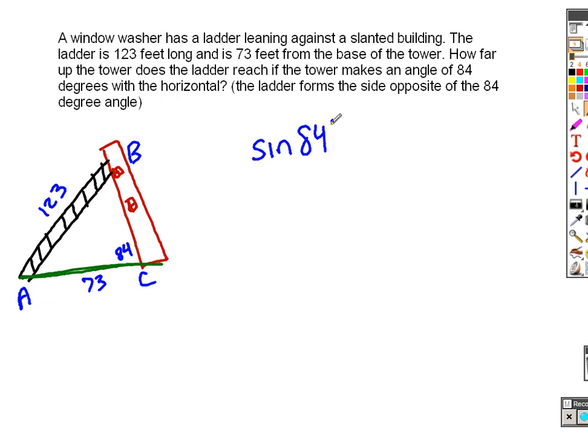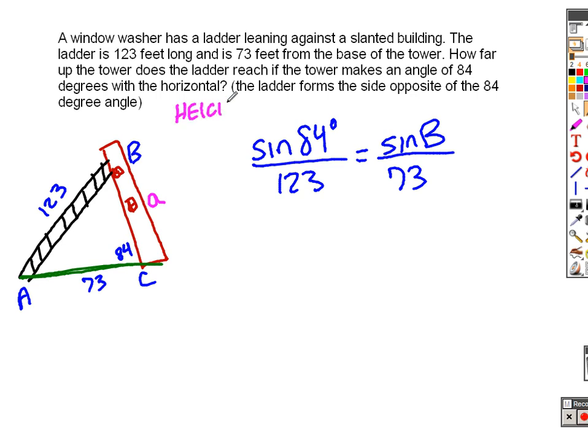Sine of 84 degrees over 123 should equal something. Now what else do we know? Well, we know the ground is 73, so that means we could then find the angle. That'll be sine of big B over 73. Now keep in mind what we want to find in this problem is how far up the building the ladder hits. We want to know how high this is. So in the end, we need to find the height, which in this case is side A.